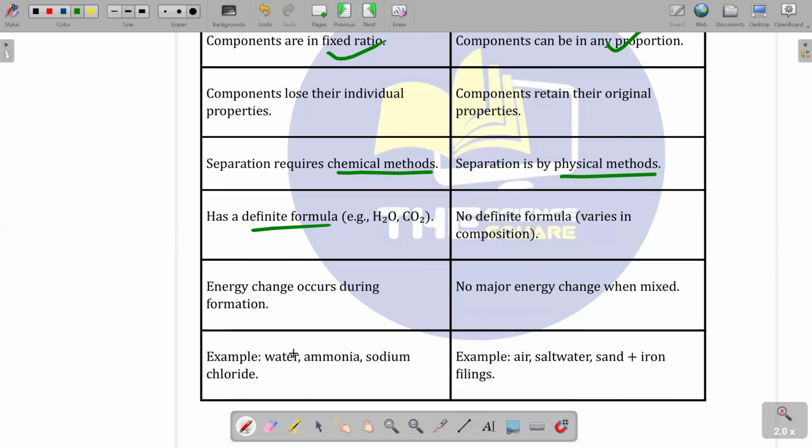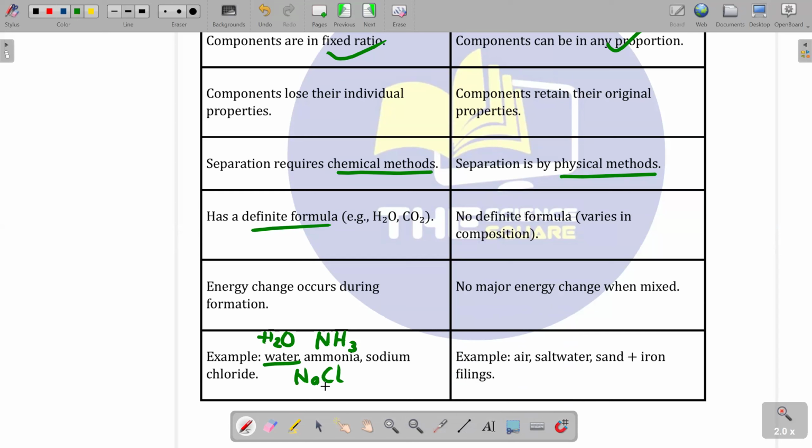Energy changes occur during formation. No major energy changes occur when mixing. No significant energy changes occur when mixing. Examples of compounds: water is a compound, that's H2O. Ammonia is a compound, NH3, and sodium chloride is a compound, that's NaCl. These are examples of compounds.